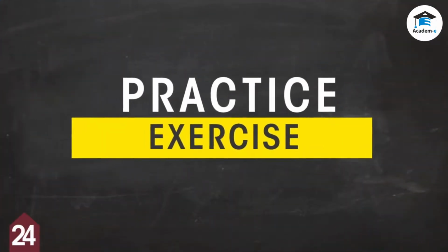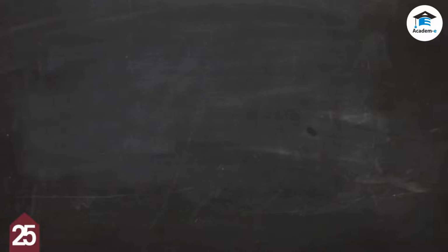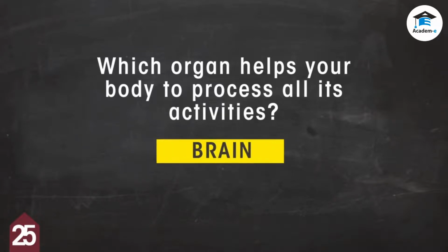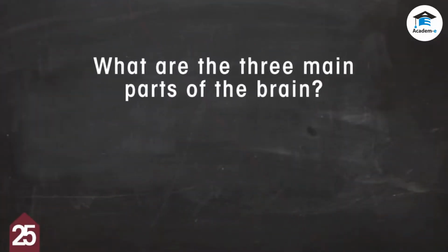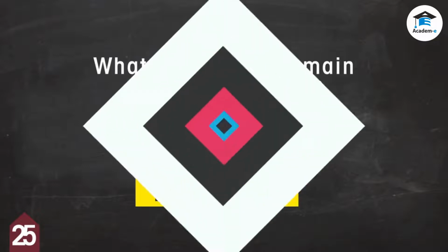Practice exercise. Answer the following questions. Which organ helps your body to process all its activities? Brain. What are the three main parts of the brain? Cerebellum, cerebrum, brainstem.